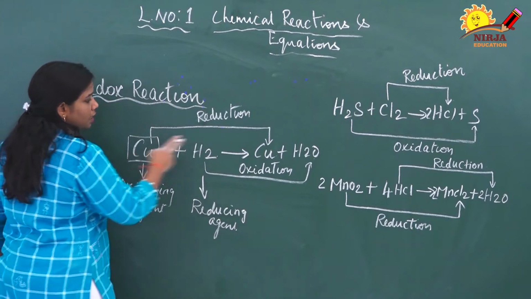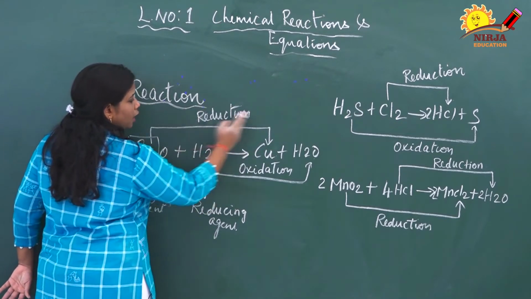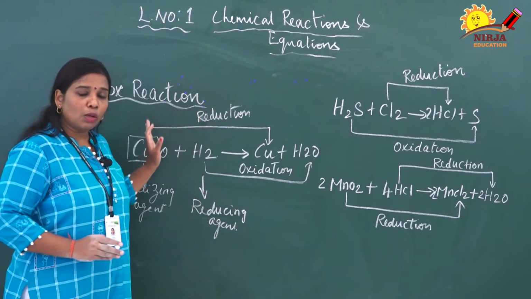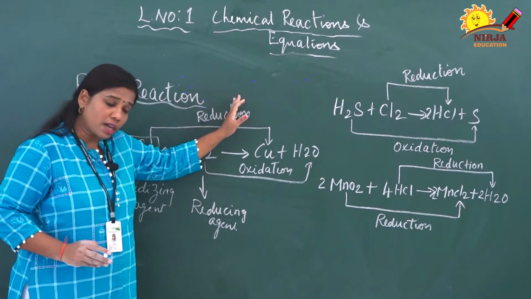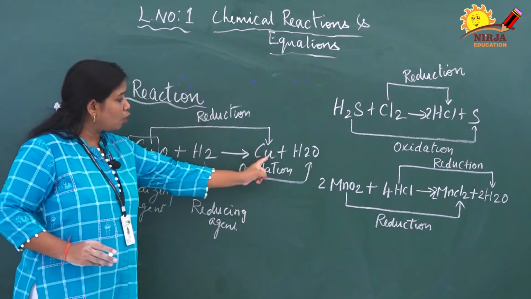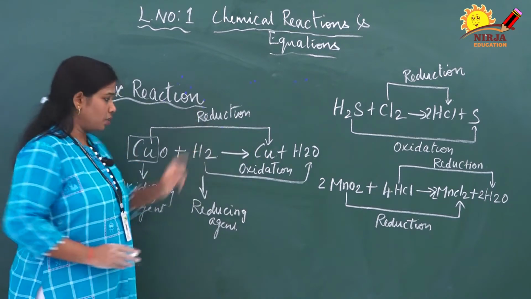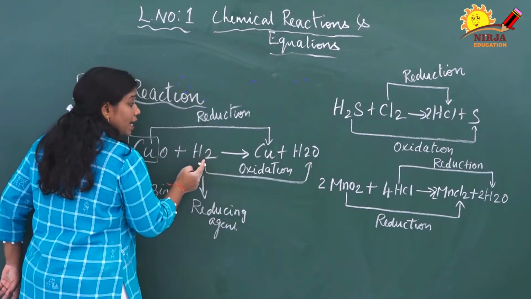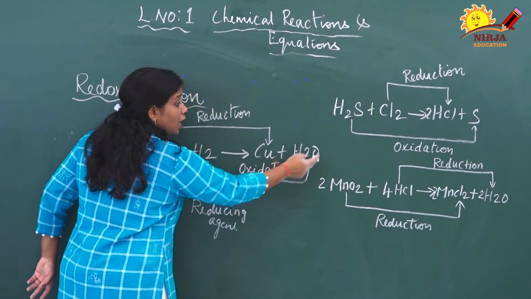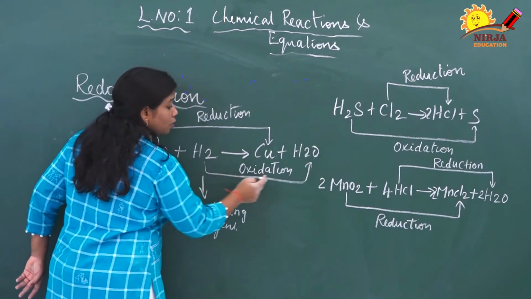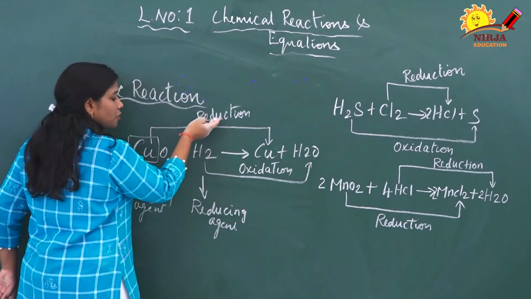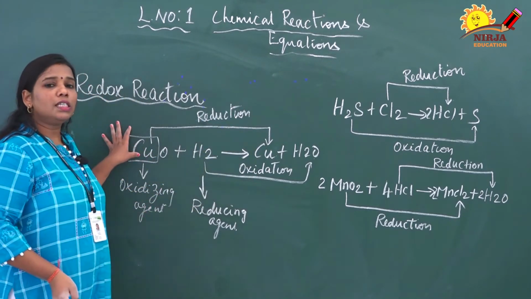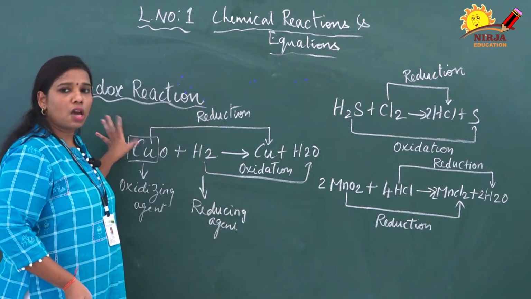Copper oxide is converted into copper. Here removal of oxygen happens, so it is called a reduction reaction. Copper oxide is converted into copper, and this process is called reduction. Here the hydrogen is converted into water. Only hydrogen is there, and on this side you see gaining of oxygen, so this process is called oxidation. So reduction as well as oxidation both occur simultaneously. This reaction is called a redox reaction.